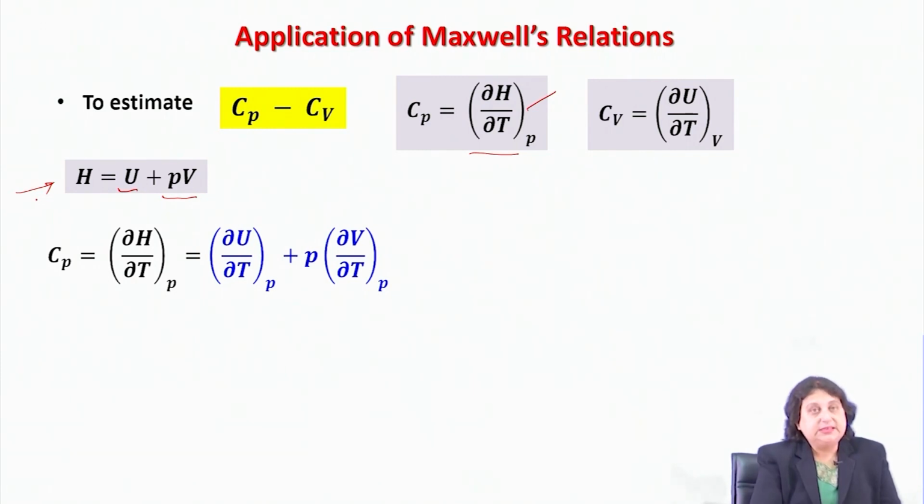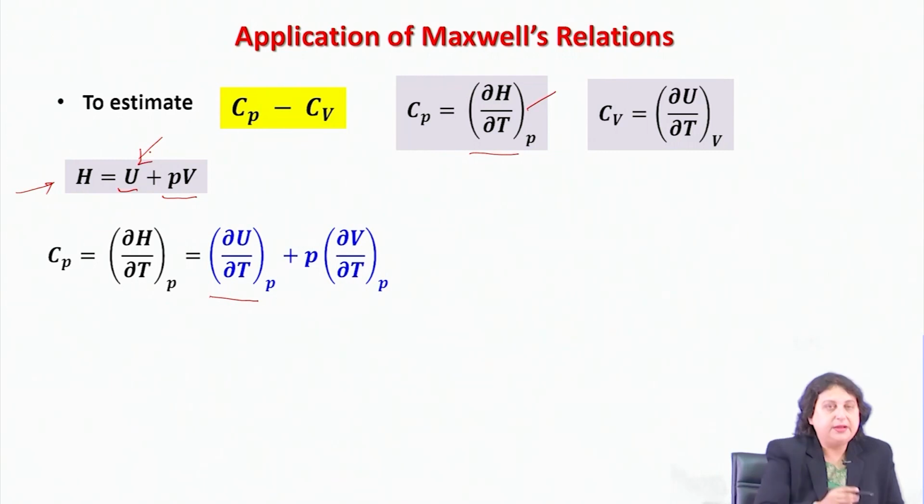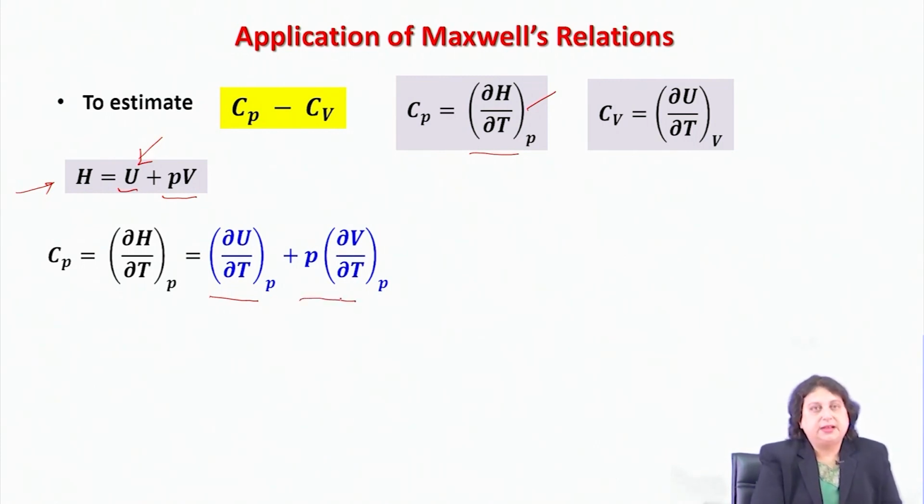Therefore, I can write Cp is equal to del U del T at constant P, that is a term which I have obtained by taking a partial derivative of U at constant pressure, and then another term, that is plus P into del V del T at constant P. Now, where did this term come from? When I take a partial derivative of this term with respect to temperature, keeping pressure constant, pressure comes out of the derivative, and this is what I am left with. Now, I can do a further simplification of this expression.